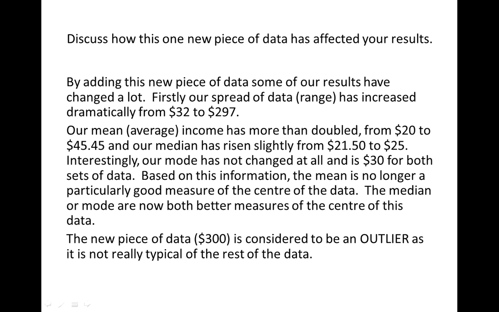Finally, the new piece of data, the $300 amount, is considered to be an outlier because it is not really typical at all of the rest of the data. It's really quite unusual. Now, you don't need to write any of this down, but these are all discussion points that you could be including if you were asked to comment on your results.